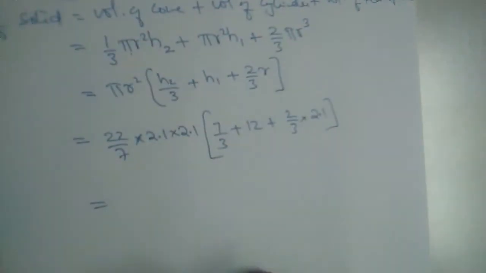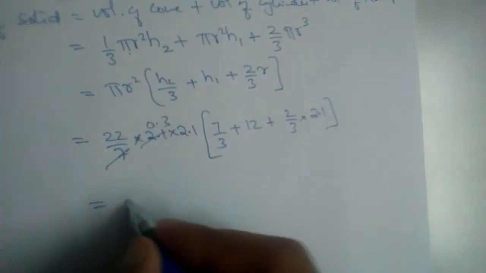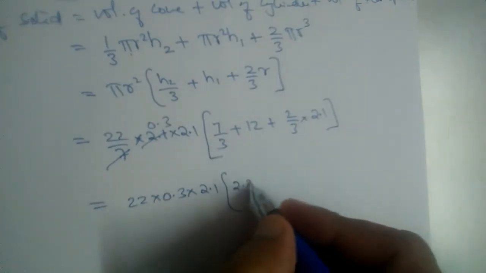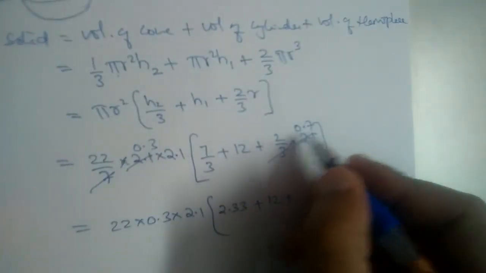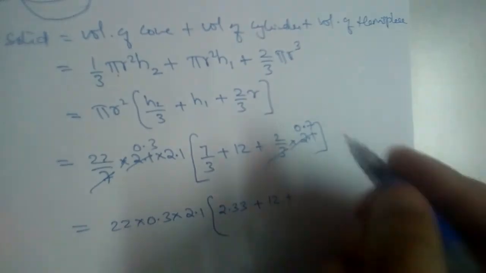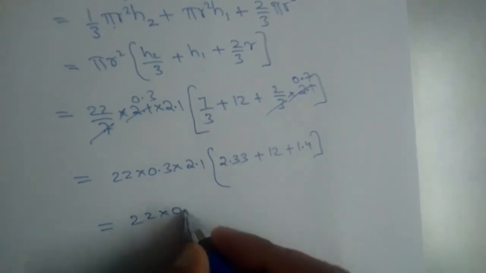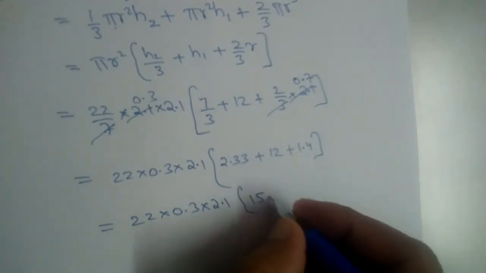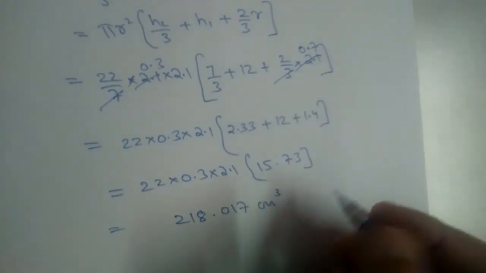Now it is only normal simplification, right? So this 7 and 2.1 will go 3 times, so it is 22 into 0.3 into 2.1. 7 by 3 is equal to 2.33, plus 12, plus this 3 and 2.1 will go 0.7 times, 0.7 into 2, 1.4. If we add all this, we'll have 15.73. Now if you multiply everything, we'll have 218.017 centimeter cube.